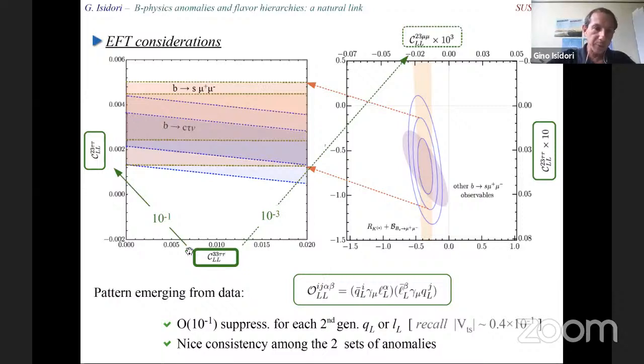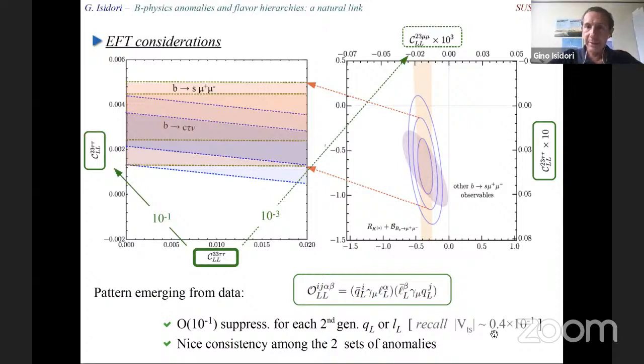In the charged current, we have a combination of this operator 3,3 tau tau and 2,3 tau tau, and there is a perfect overlap between the two types of anomalies, which is fantastic. I mean, these are very different orders of magnitude. So you see, this is the biggest effect, and this is 10 to the minus something times smaller. This is 10 to the minus 3 times smaller. So it seems that we have something of order 10 to the minus 2 the Fermi coupling, and then we pay a 10 to the minus 1 each time we put a second generation field, either quark or lepton. So we have a 10 to the minus 1 suppression for each second generation quark or lepton.